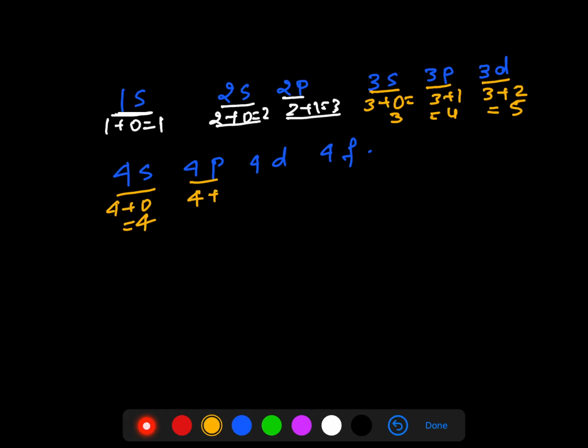For 4p, n is 4 and l is 1, so 5. For 4d, 4 is n and d is 2, so it's 6. For 4f, 4 plus 3 equals 7.